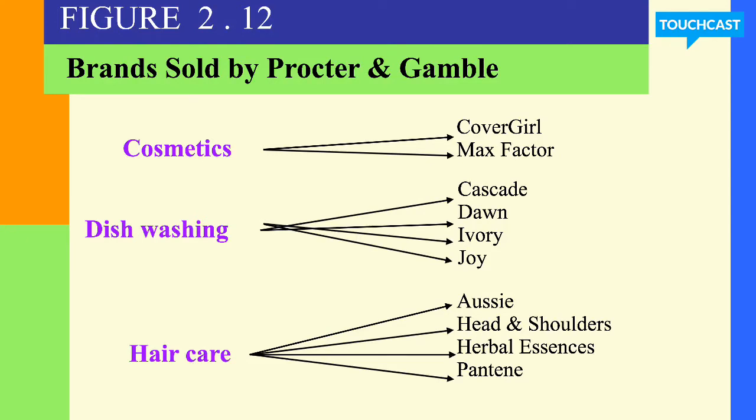Procter & Gamble is an excellent example for companies that have numerous brands in the same categories. So for example, in the cosmetics industry, they sell both CoverGirl and Max Factor. In the hair care industry, they sell Aussie products, Head & Shoulders, Herbal Essences, and Pantene. All what we would refer to as competing products in that category.